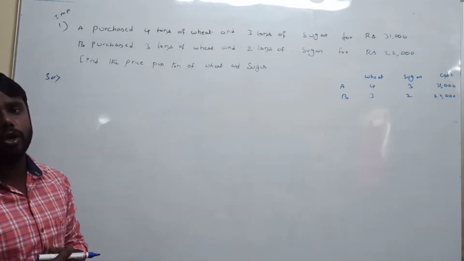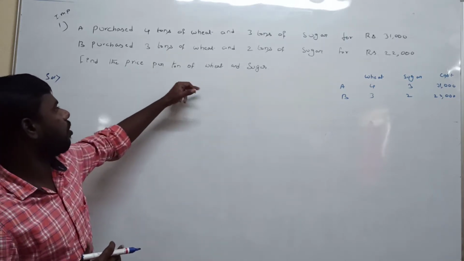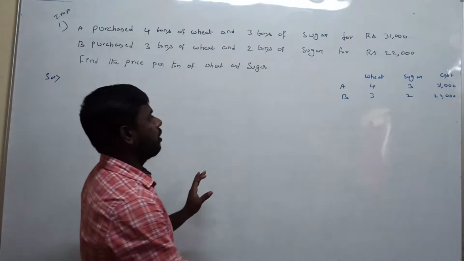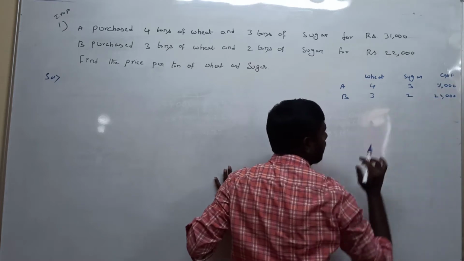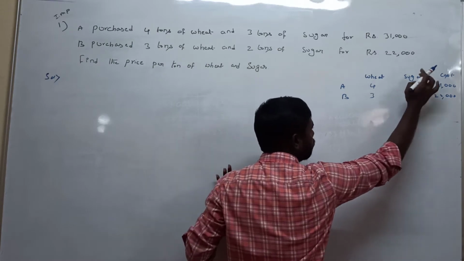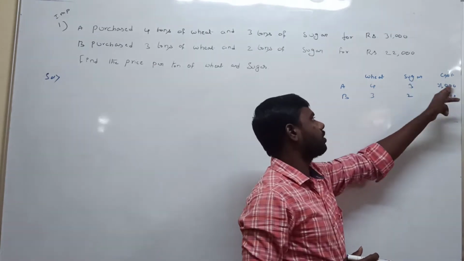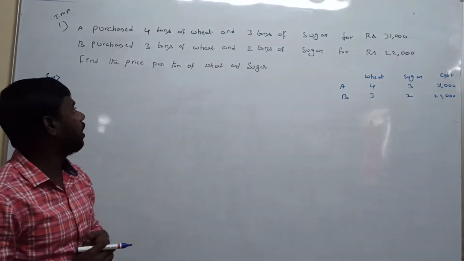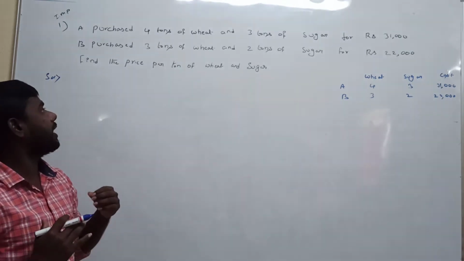So first of all, we assume the price per ton of wheat, and next the price per ton of sugar. What are the given equations? A purchased 4 tons of wheat and 3 tons of sugar, and the total amount given is 31,000. B purchased 3 tons of wheat and 2 tons of sugar, and the total amount is 22,000. So 31,000 is the sum of the wheat and sugar, the total cost. We don't know the price per ton of wheat or the price per ton of sugar. That's why we are assuming the price per ton of wheat be X and the price per ton of sugar.